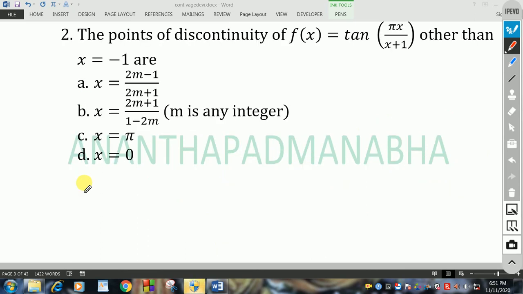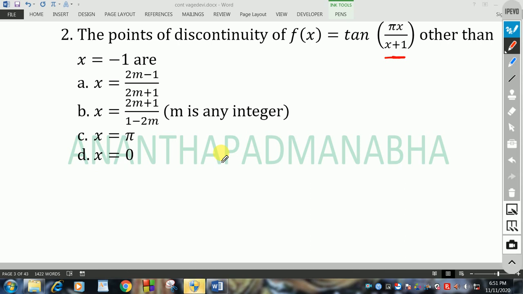The point of discontinuity of f of x is equal to tan of pi x by x plus 1, other than x equals minus 1, is: option A is x equals 2m minus 1 by 2m plus 1. Option B is x is equal to 2m plus 1 by 1 minus 2m, where m is any integer. And option C is x is equal to pi. And option D is x is equal to 0.